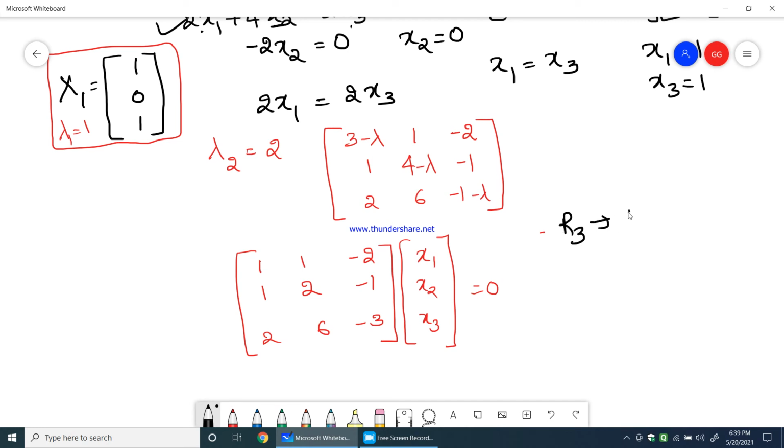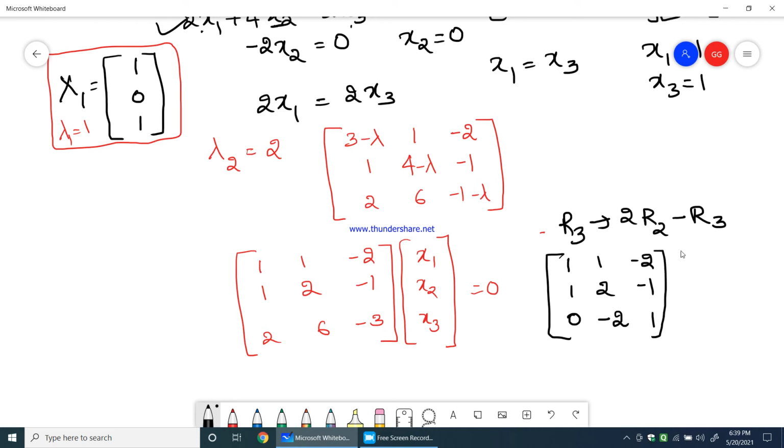equals 2 times row 2 minus row 3. So we'll see what we will get. Row 1 will be written as it is, row 2 also as it is, row 3 is 2 times R2: 2 into 1 is 2 minus 2 is 0, 2 into 2 is 4 minus 6 is minus 2, and then 2 into minus 1, so minus 2 plus 3 which is 1, multiplied by x1, x2, x3 equals 0.